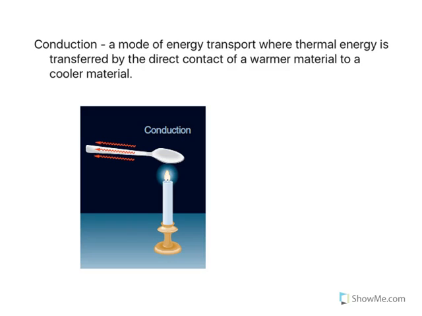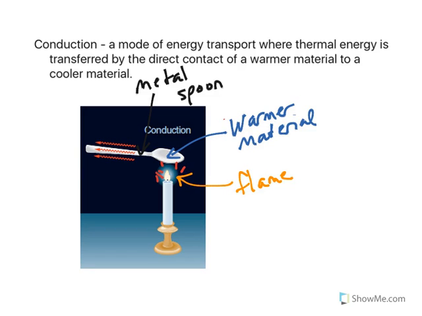Here we are looking at a cartoon from your textbook, and we have a candle that has an open flame. That flame produces heat, and that heat is going to heat up the spoon. The spoon is made of metal. The roundish end is going to heat up and get warm. The opposite end of the spoon, where you hold it, is the cooler material.